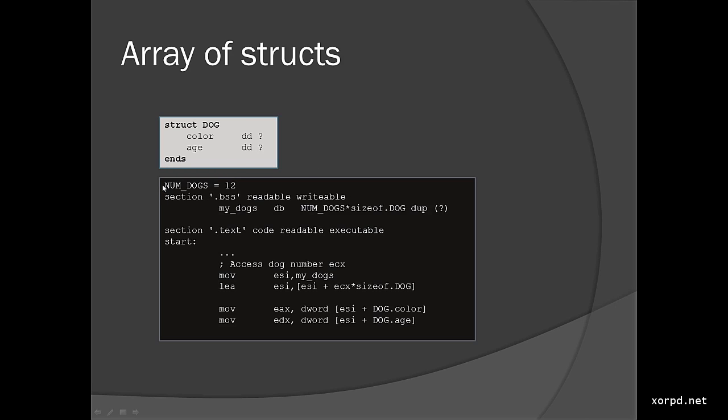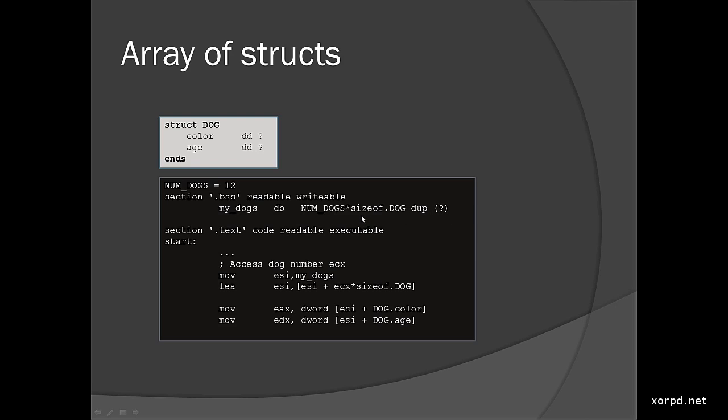Let's, for example, denote the number of dogs that I want in my array to be 12. This is a constant definition. FASM supports this kind of constant. I declare inside the BSS section the following. myDogs is going to be the label that marks the location of the array construct that I'm going to declare. And then I'm going to allocate numDogs times sizeof.dog bytes.